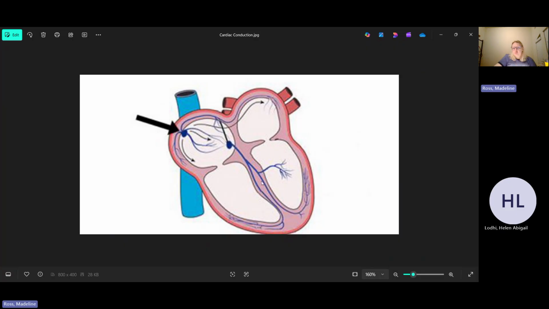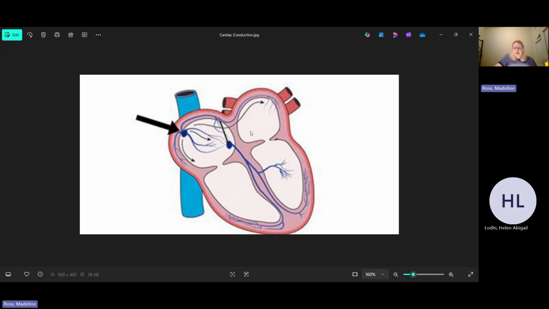Then it goes down what's called the bundle of His. HIS, yes, His. I have no idea why it's called that. But if you've ever heard of a bundle branch block, this is the area that it's talking about. And then as it gets down to the ventricles, it goes out into the Purkinje fibers.